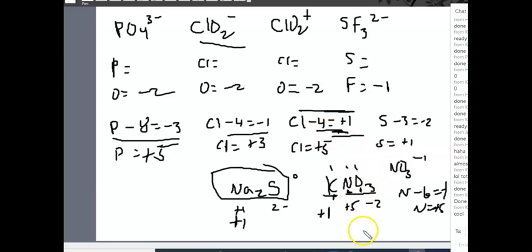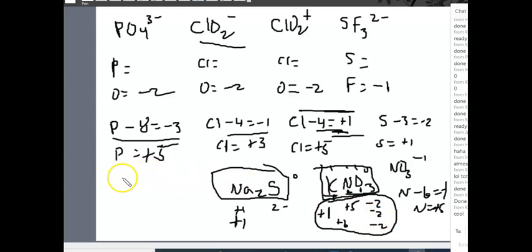Also, if you notice, my potassium is a +1, my nitrogen is a +5. Each of these oxygens is a -2, so together a -6. If I add all of these up together, I should get the overall charge of the whole entire thing, which is 0, which is what I get. +1 + 5 equals +6, minus 6. So that works as well.